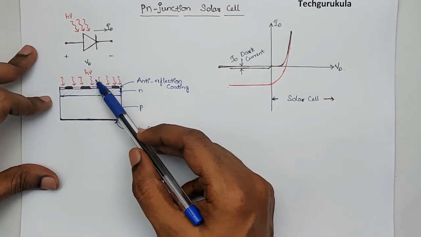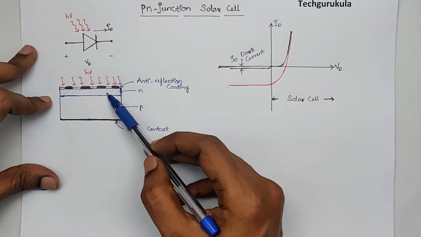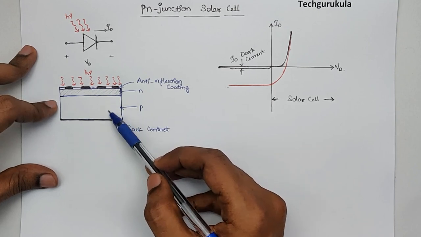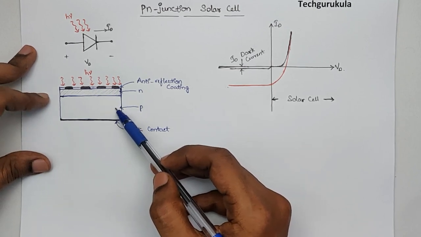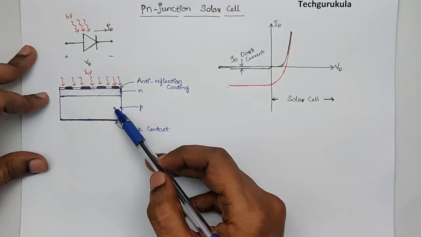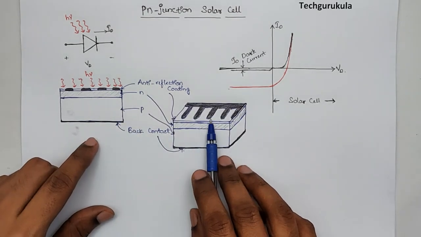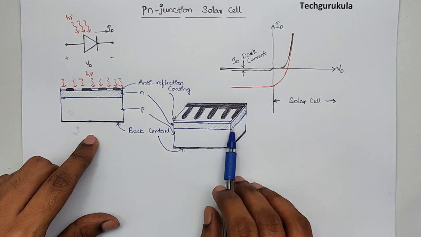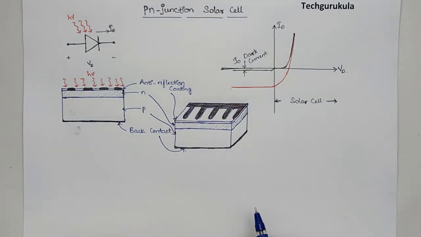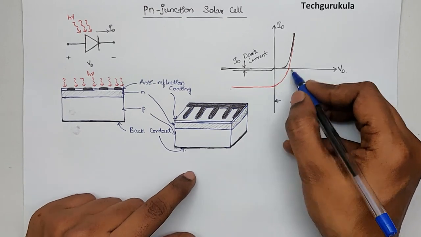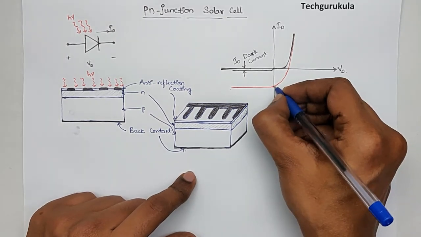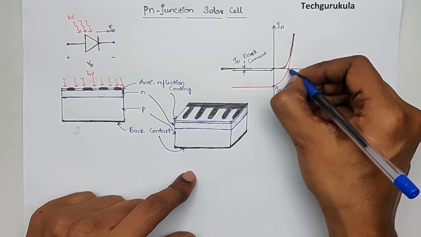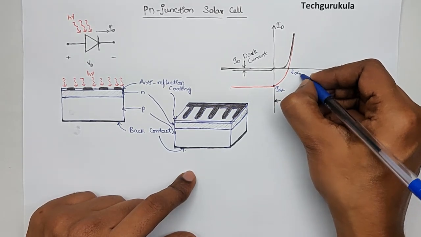Assuming most of the photons are absorbed in the depletion region, very few would go into the P region, where even they wouldn't be of much importance because this is a neutral region where there is no electric field. This is the three-dimensional model in which we can see the finger structure for the metal contact made on the N side. Now, coming back to the current voltage characteristics, we have seen that this is the short circuit current and this is the open circuit voltage.